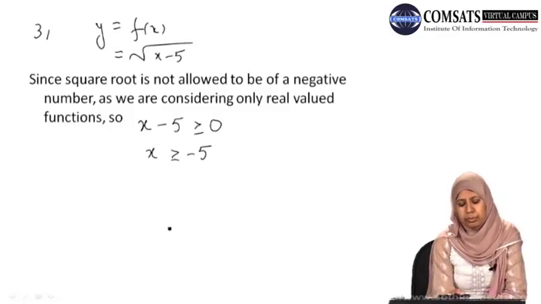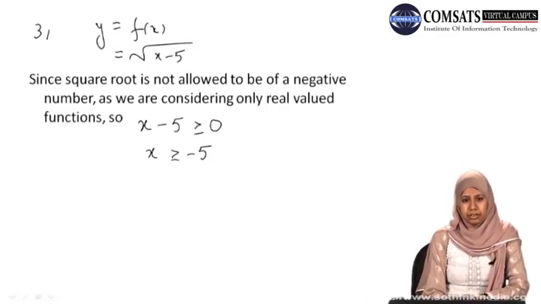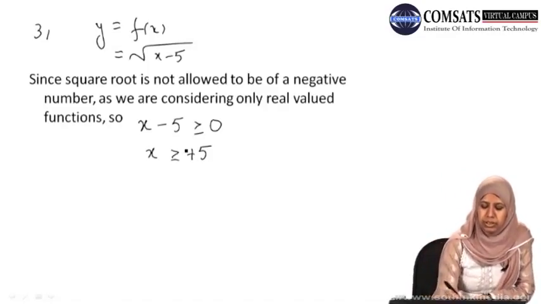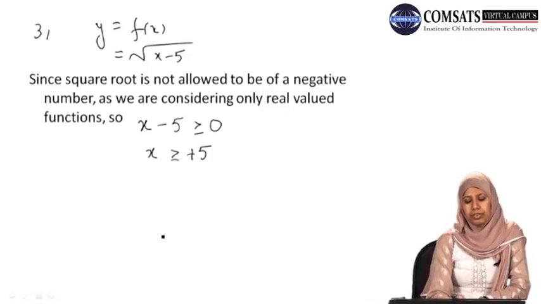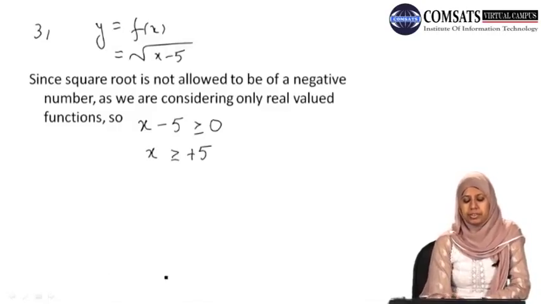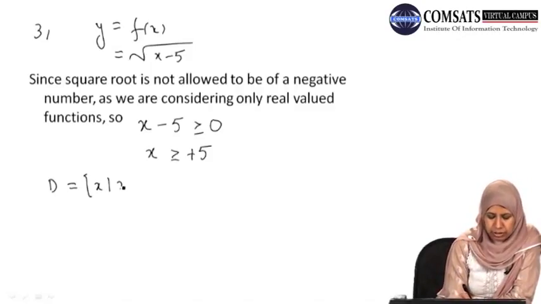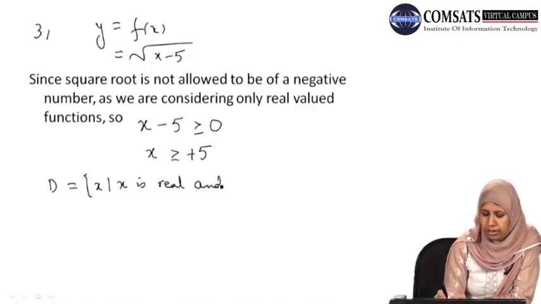We can easily solve it by adding 5 on both sides. So whenever x is greater than or equal to 5. Whenever x is equal to 5, the square root is 0 and the output is 0. Whenever x is greater than 5, again the output is positive. So in this case, our domain will be D, x such that x is real and x is greater than or equal to 5.